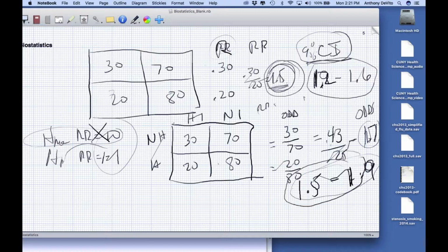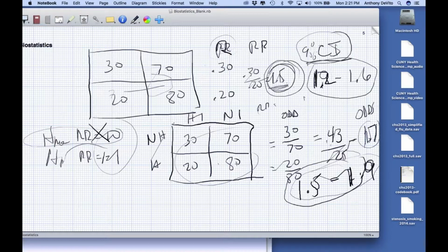Again, I won't be asking you to calculate confidence intervals for the odds ratio. I might give you this information, or ask you to calculate the relative risk, or ask you to calculate the odds ratio, because it's an easy calculation. But as far as the actual confidence interval for either one of those, we'll leave it to SPSS.